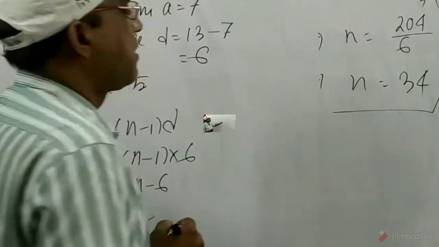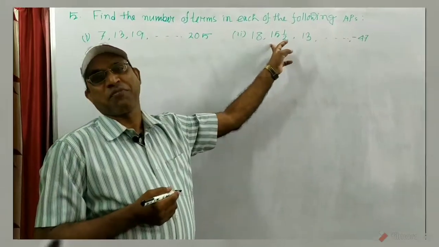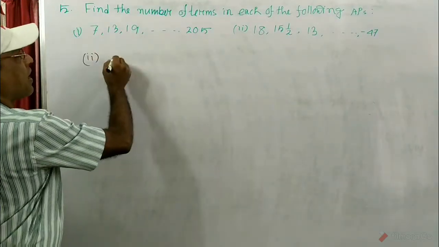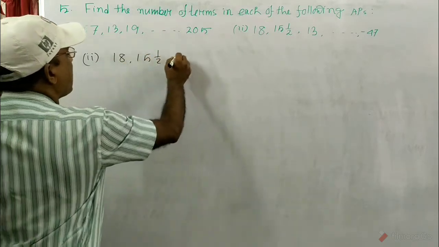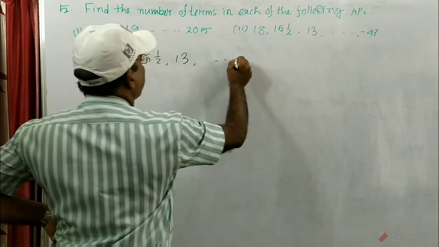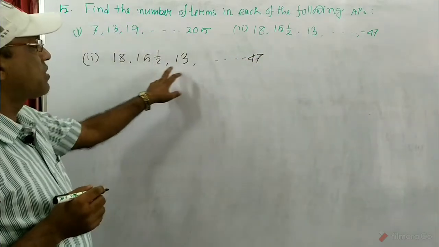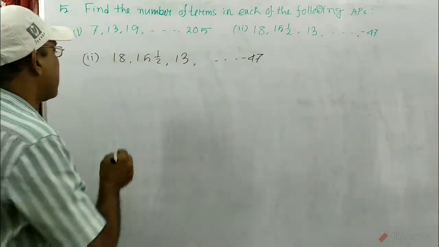Next we consider problem number 2. I am rewriting this problem: 18, 15 and a half, 13, ... minus 47 given. So 1, 2, 3, 4 terms are given. We have to find the total number of terms.